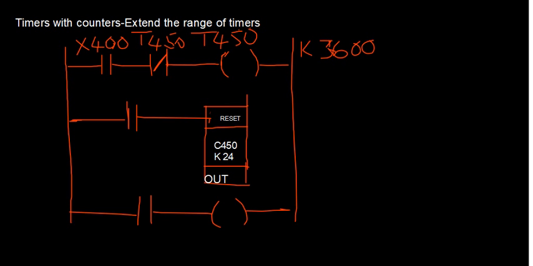This is Y430. Let me take it as Y430 only, and this is my C450 contact. So here let me take this as X401 or something like that. This X401 is not really a part which participates in the action of the timer with counter. As I have already told you, you have the timer range extended by making use of the counter.